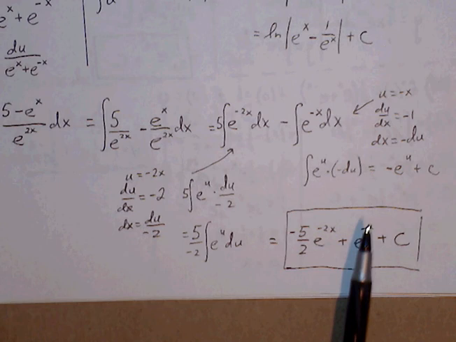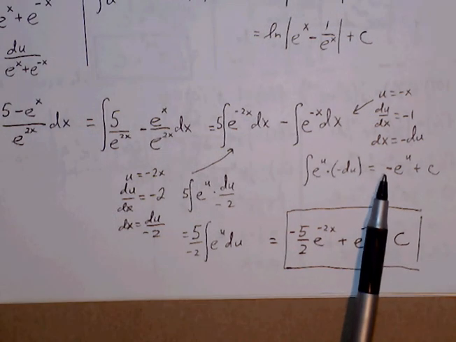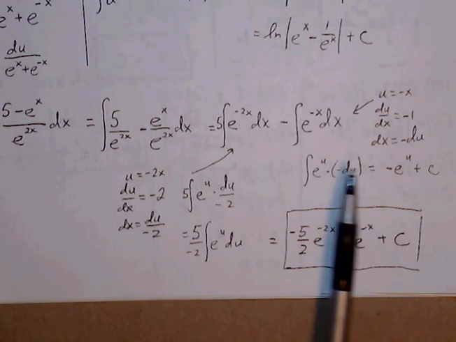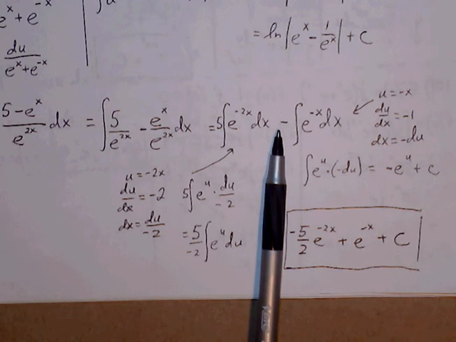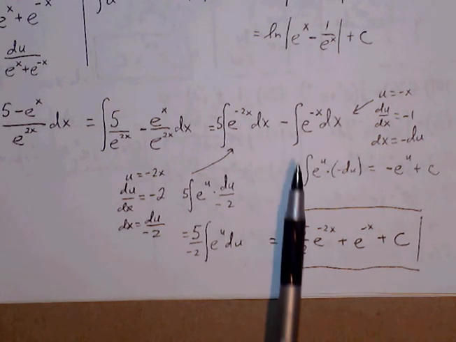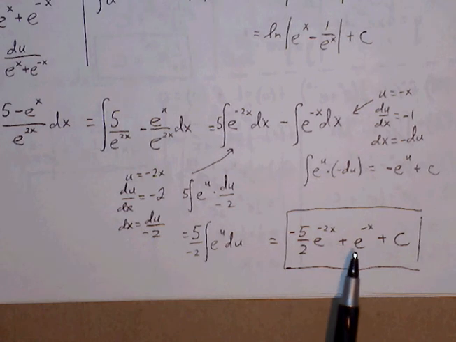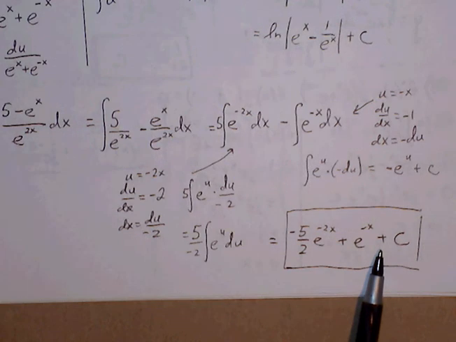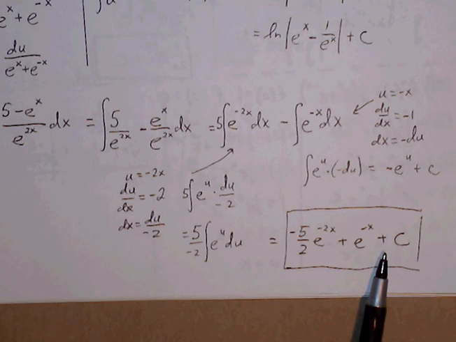Now, when I brought this negative e to the u down, this negative is going to cancel out with the negative that is sitting outside the integral to be a positive. So that's why we have a plus e to the negative x, which is the antiderivative for the second portion. And since this is an indefinite integral, we have to include a plus c.